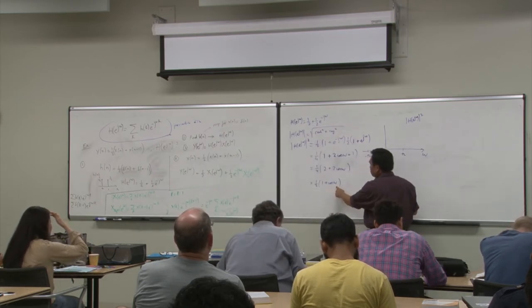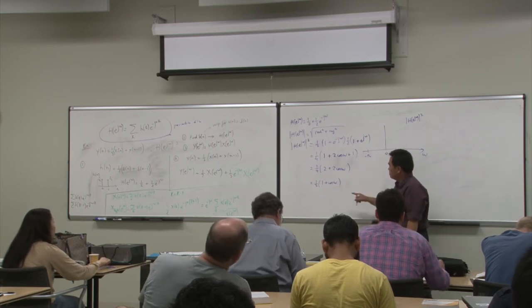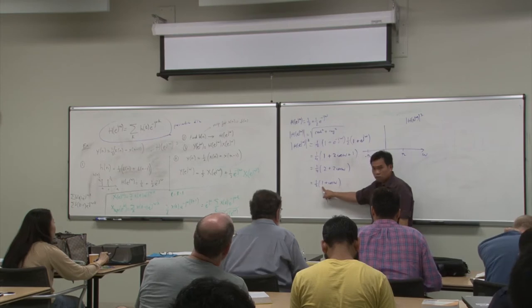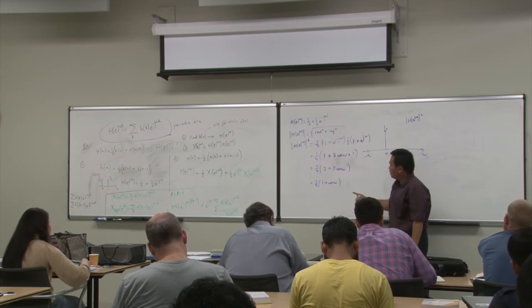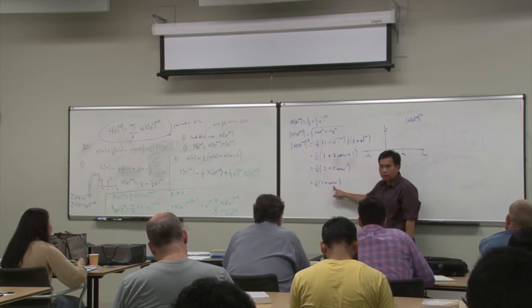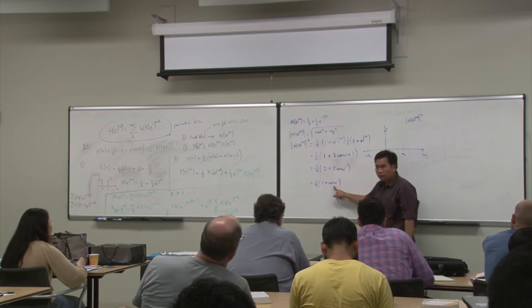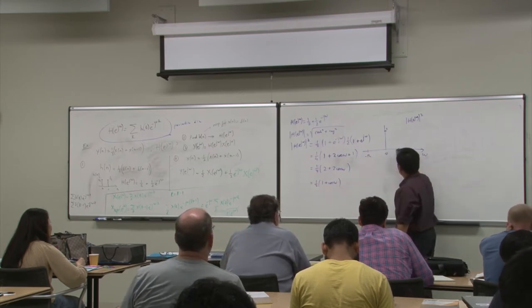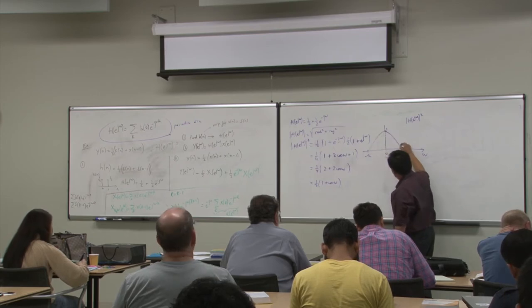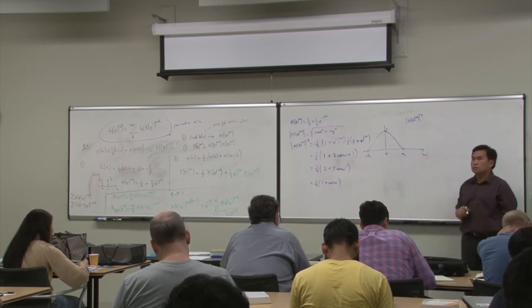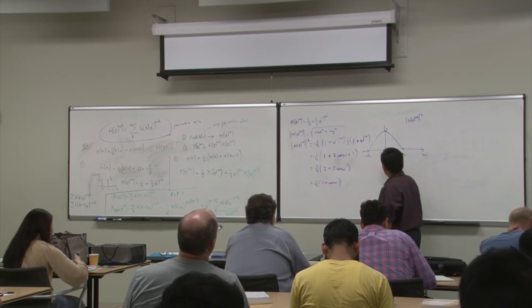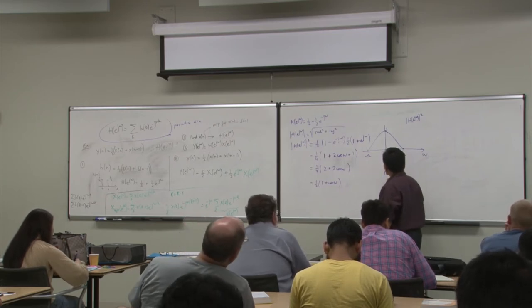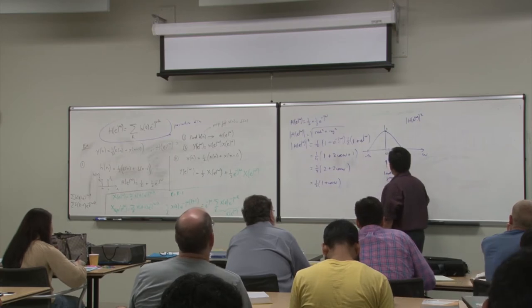What's the value here? Yeah, 0. 1 plus 1 is 2, and 2 by 2 is 1. That's 1. What's the value here? Pi. What's cos of pi? Minus 1. So it's 1 minus 1, which is 0. Okay? In this discrete-time system, 0 is the lowest frequency and pi is the highest frequency.